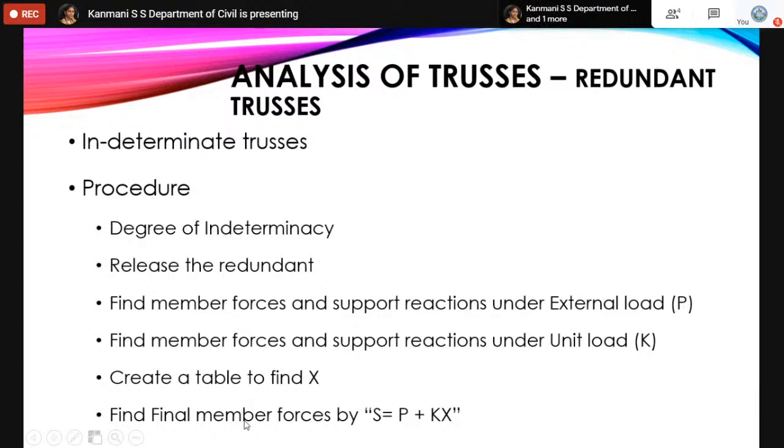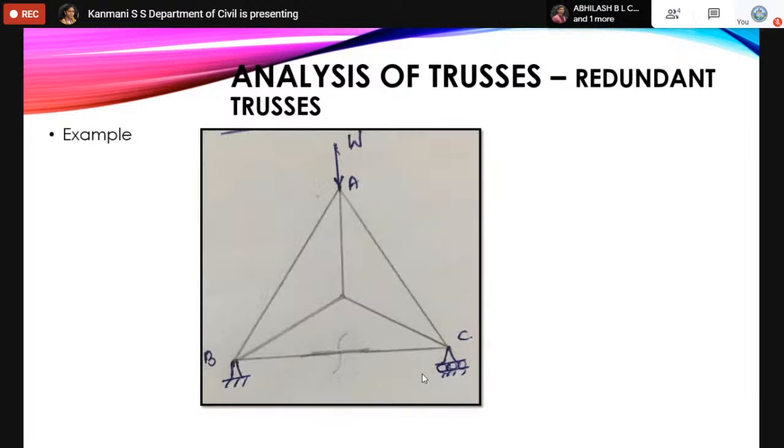As already I have shown you a table, we are going to put another table where we are going to find X, where X is a parameter which helps us to find the redundancy of the truss. So find final member forces by using the formula S is equal to P plus Kx. Now to explain this, it looks so boring. It's like a textbook thing. So I'll explain it in a different way.